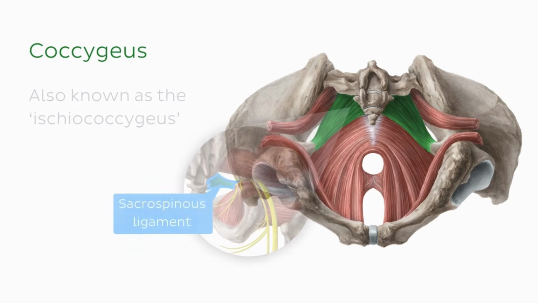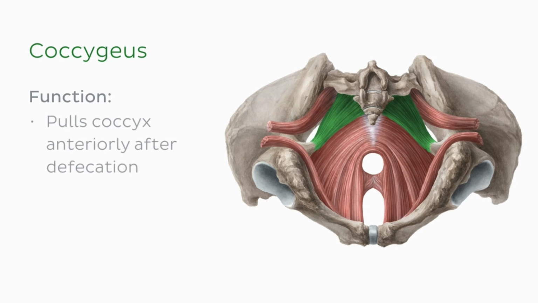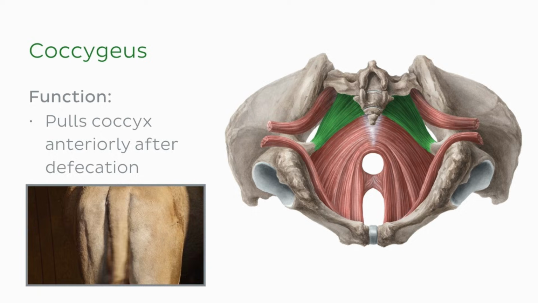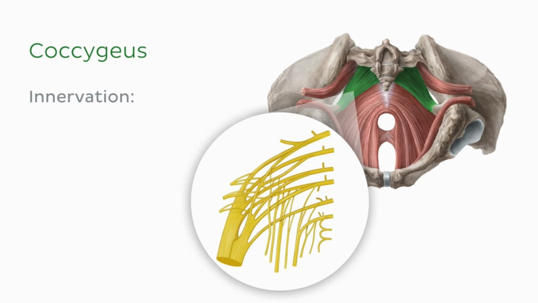The Coccygeus, as part of the pelvic floor, functions by pulling the coccyx anteriorly after defecation. In other species, its primary function is actually movement of the tail. It is innervated by the nerve to the levator ani, just like the muscles of the levator ani, which make up the rest of the pelvic floor.